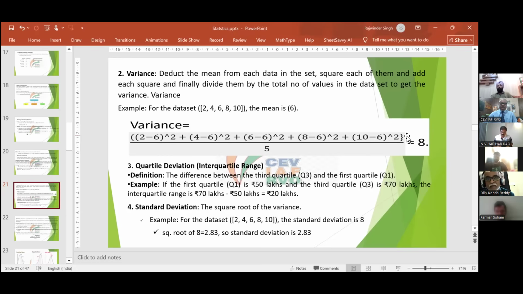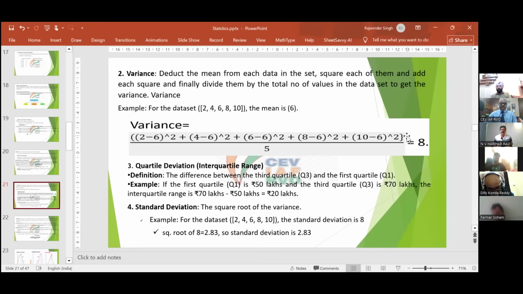And next is quartile deviation, which is also called the interquartile range. It is the difference between the third quartile and the first quartile. For example, if the first quartile, Q1, is 50 lakh and the third quartile is 70 lakh, then the interquartile range is 70 minus 50 lakh, which is 20 lakh.